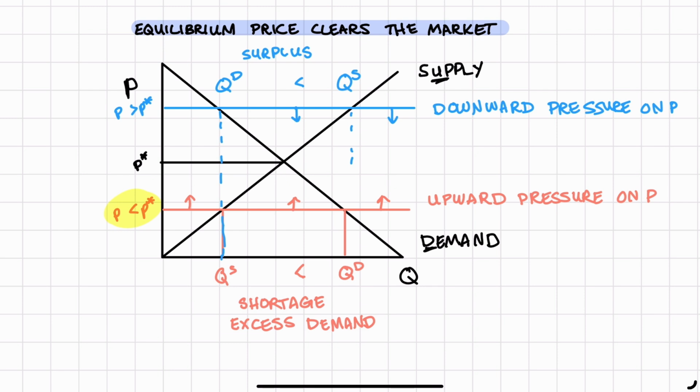And then for P star, a price equal to the equilibrium price, notice that there's neither excess supply nor is there excess demand. The quantity supplied is equal to the quantity demanded here. And so there's neither upward nor downward pressure on prices. And equilibrium is a word that indicates there's stability. There's stability in prices because there's neither upward nor downward pressure on prices when price is equal to the equilibrium price.